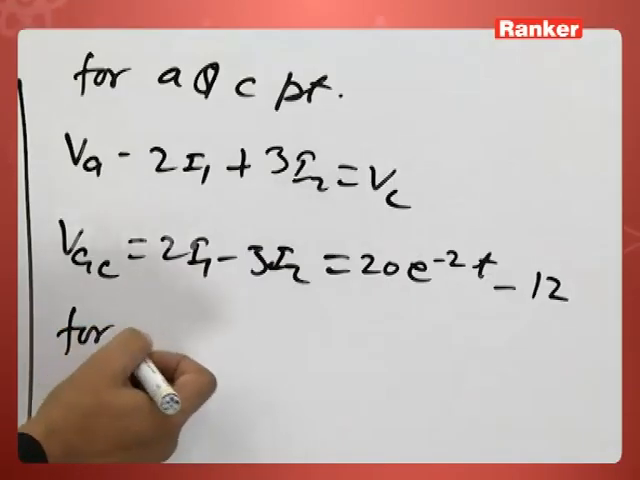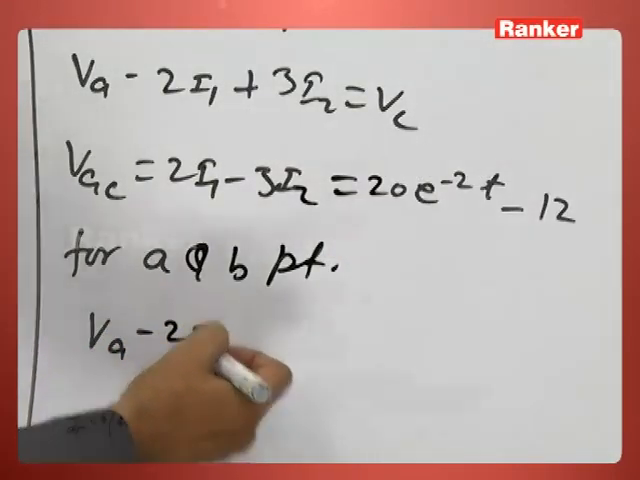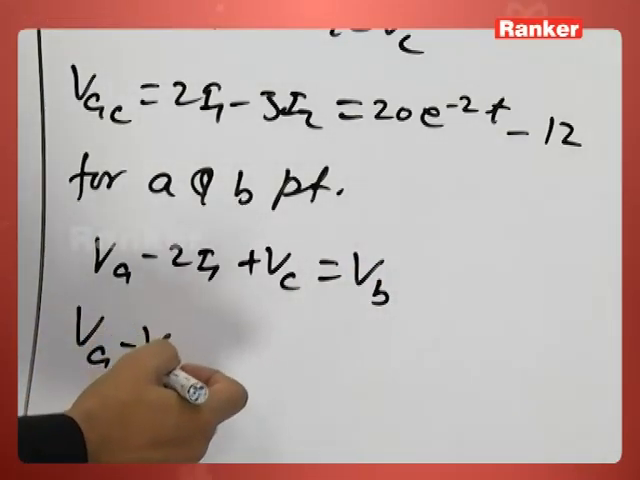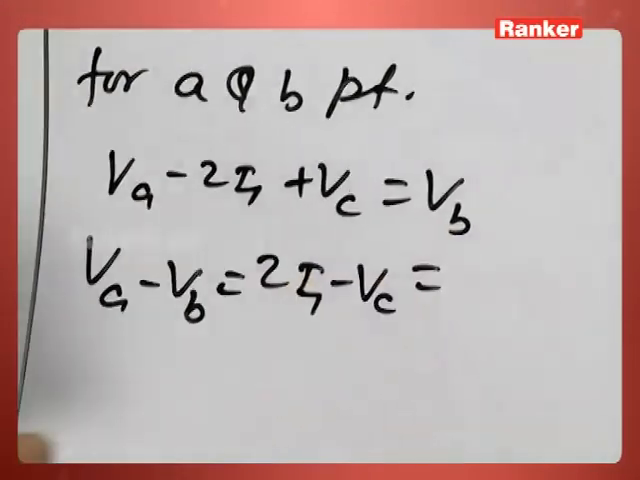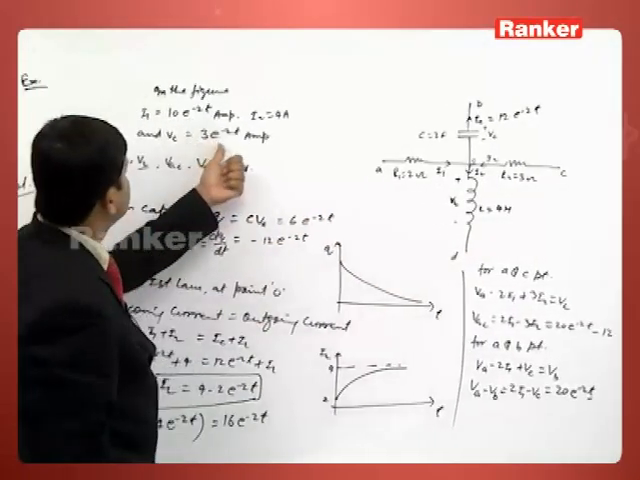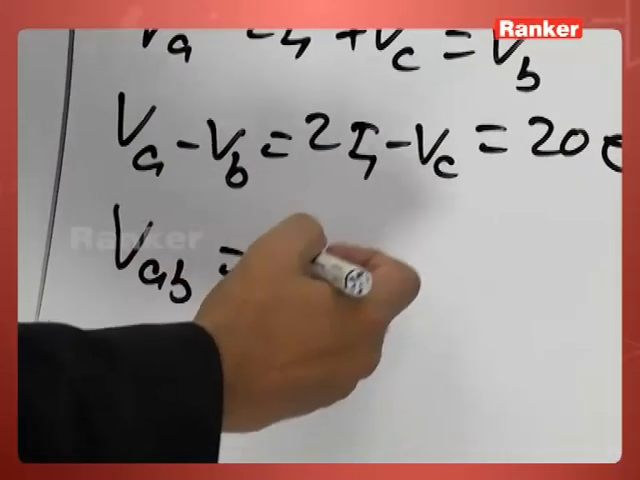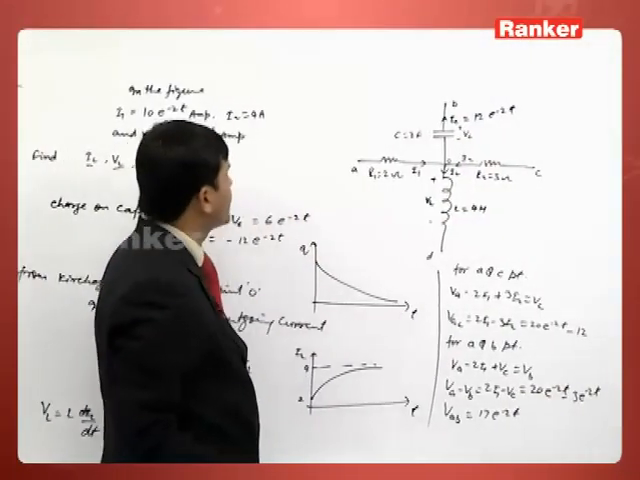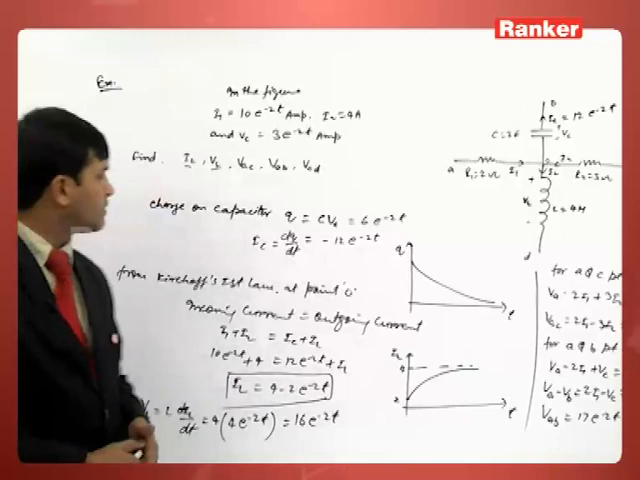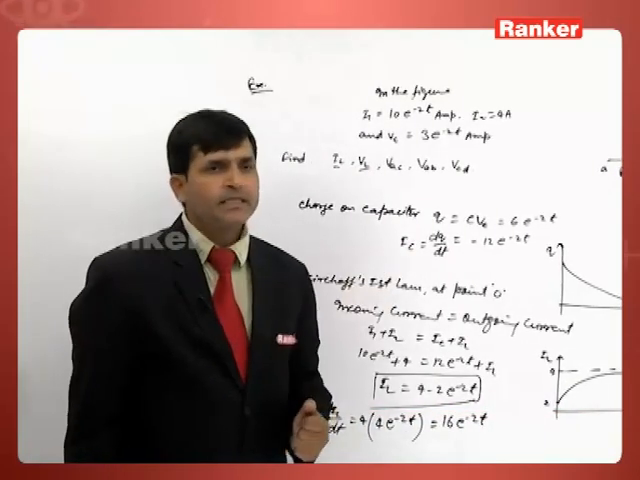Similarly, if we look at VAB, we apply Kirchhoff's law from A to B. For points A and B, VA minus 2I1 plus VC is VB. So VA minus VB is 2I1 minus VC. 2I1 is 20 e to the power minus 2t, and minus VC, given as 3 e to the power minus 2t. So VAB is equal to 17 e to the power minus 2t. Likewise, we can get the potential difference between C and D also, by applying Kirchhoff's law between C and D. This is another example, and with its help we can get an idea of how to use an inductor when it is part of a circuit.